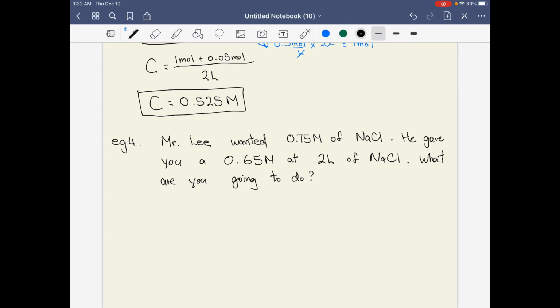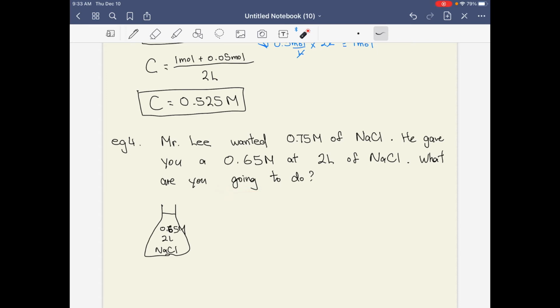Okay? So obviously, in this case, you are making things more concentrated, right? So as I said, don't be afraid to draw these things. So Mr. Lee gave you something. So this is called an Erlenmeyer flask. Okay? And it is NaCl. It is 0.65 at 2 liters. That's what Mr. Lee gave you. And Mr. Lee says, hey, this is too low in concentration. I need this to be a little bit higher. So you want to turn this, okay, into 0.75. What are you going to do?